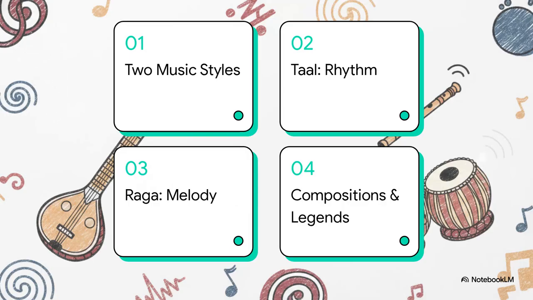So here's our roadmap for today. We'll start with the two main styles of Indian music. Then we'll look at Taal, the rhythmic cycle, followed by Raga, the melodic scale, and finally we'll wrap up with the compositions and the musical legends who shaped them.